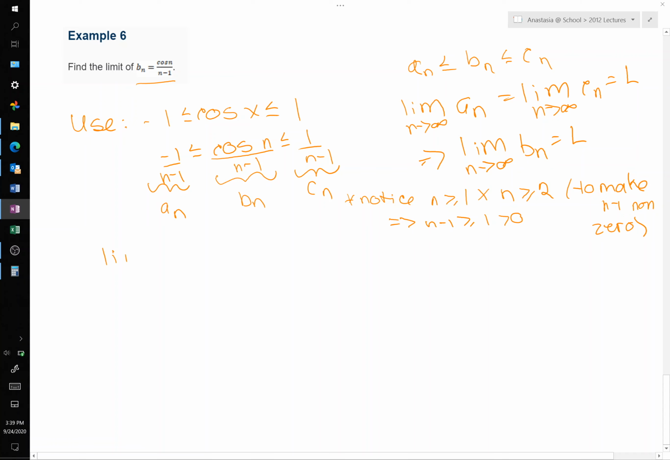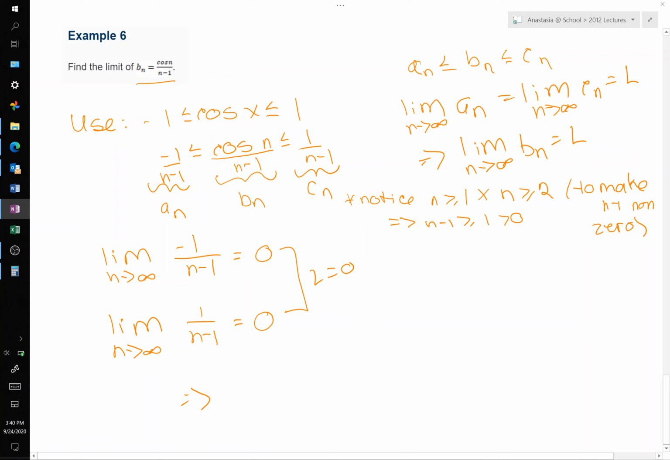Okay, so we need to figure out what the limits of those two sequences are: the limit as n goes to infinity of -1 over n minus 1 and the limit as n goes to infinity of 1 over n minus 1. Well, the numerator is a constant in both of these. It's a different constant, but it's a constant. The denominator is going to infinity. So if that ever happens, a constant over infinity, it doesn't matter what the constant is, the whole thing is going to go to 0. So both of these sequences go to 0. Notice that they're both equal to the same thing, L.